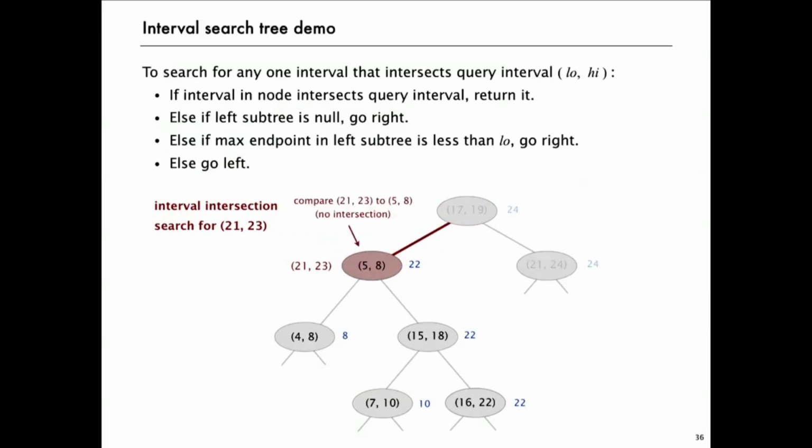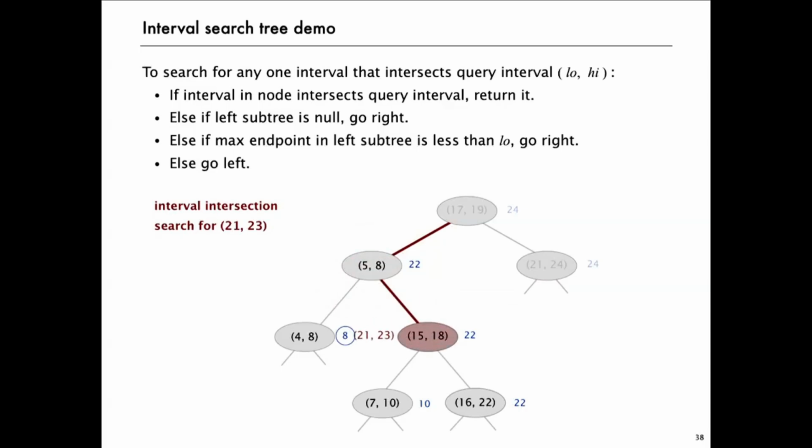Now we compare against 5, 8, and there's no intersection. So now are we going to go left or right? Well, we're going to go to the right because the max endpoint in the left subtree is 8 and our interval is 21, so no intersection on the left, so we're going to go right.